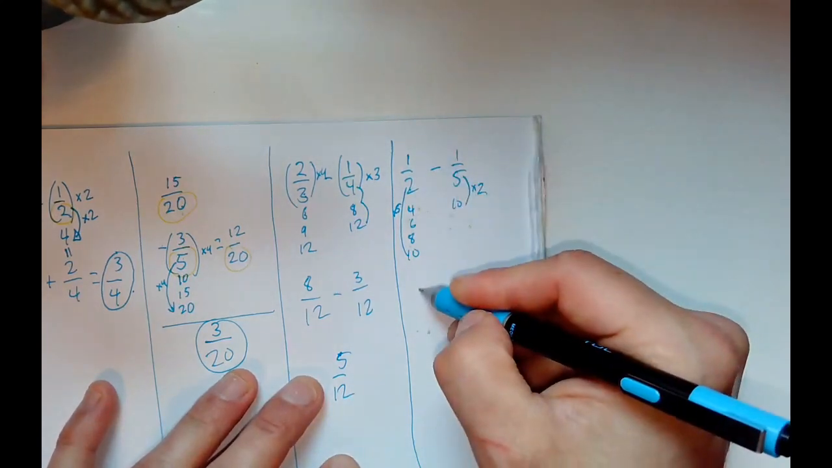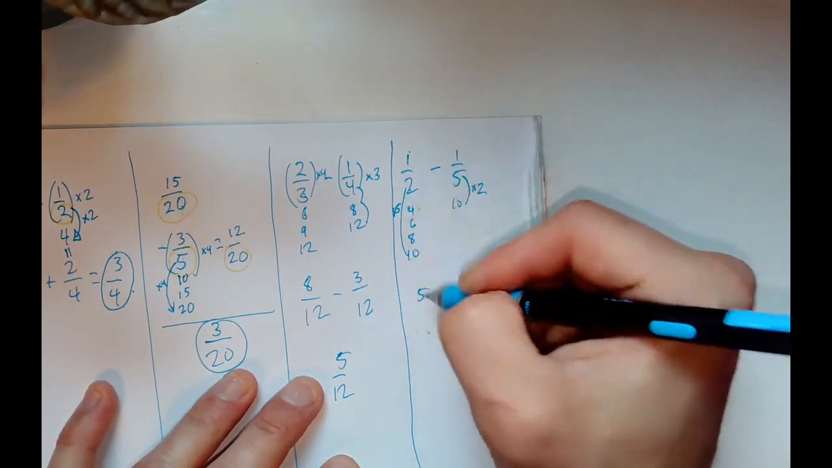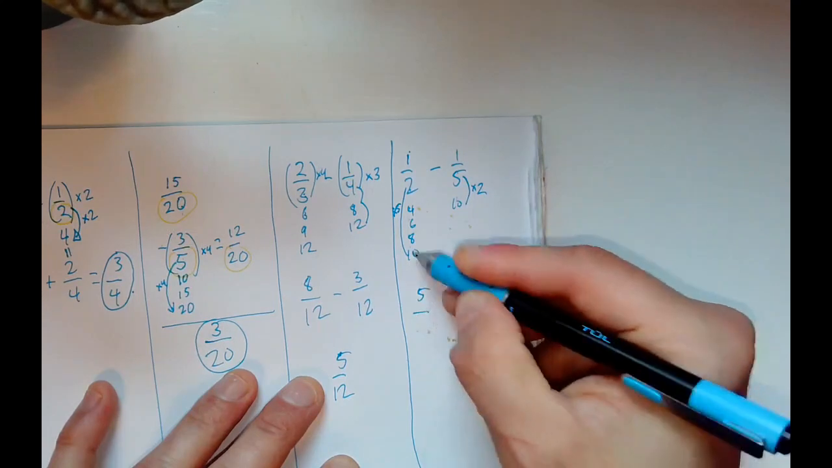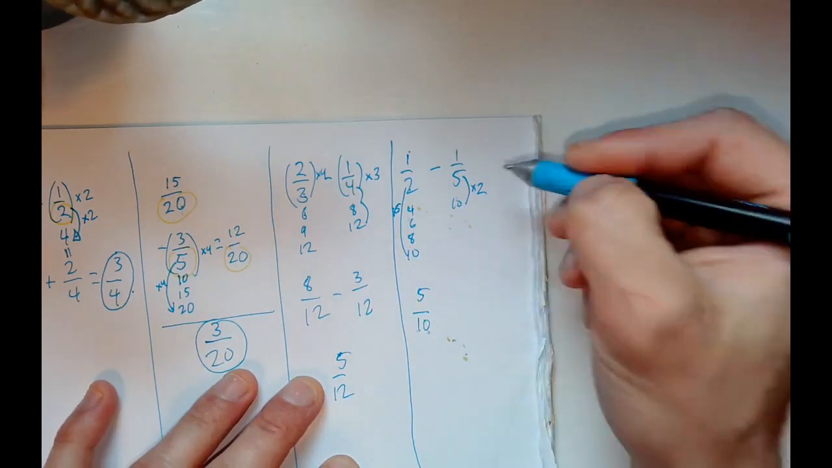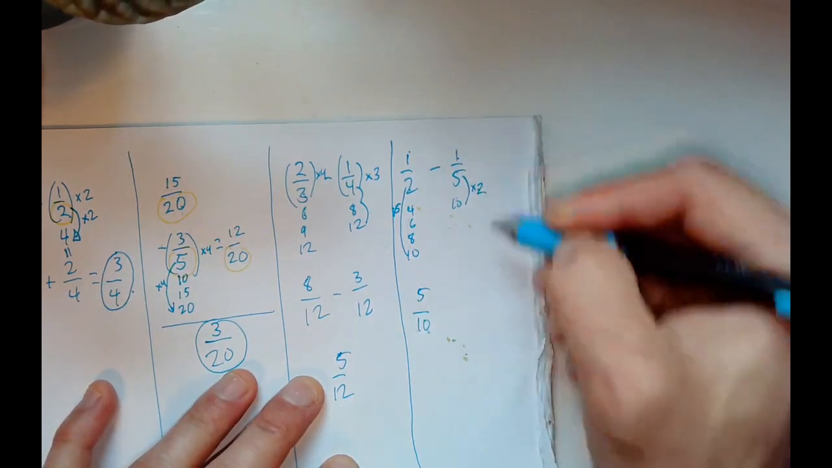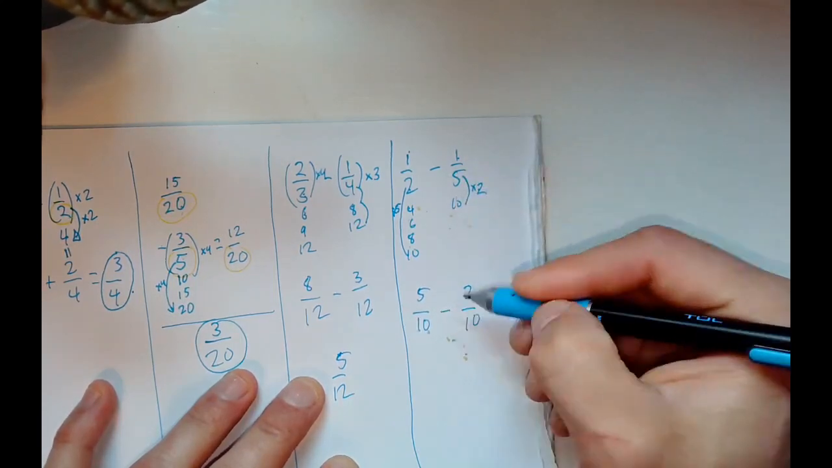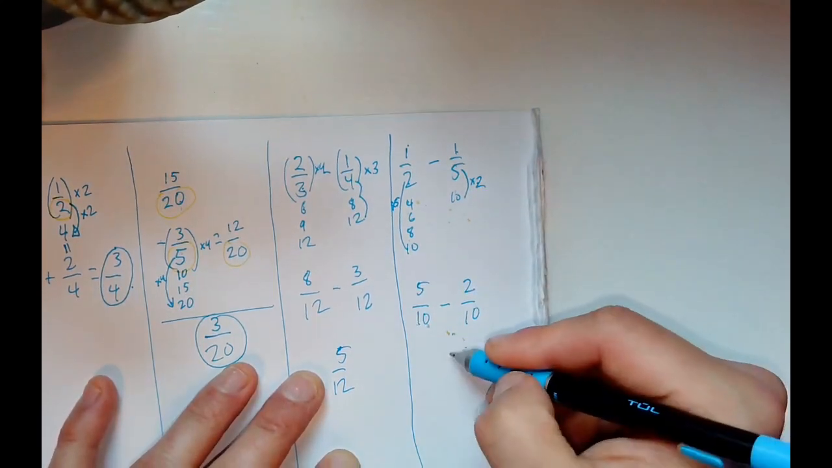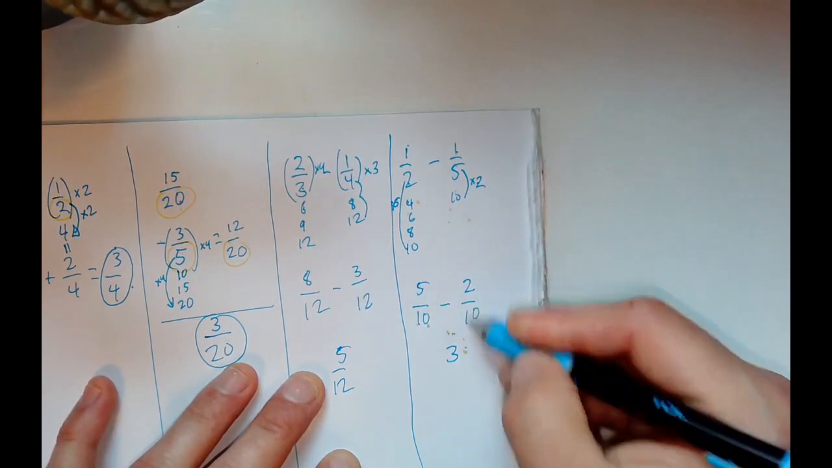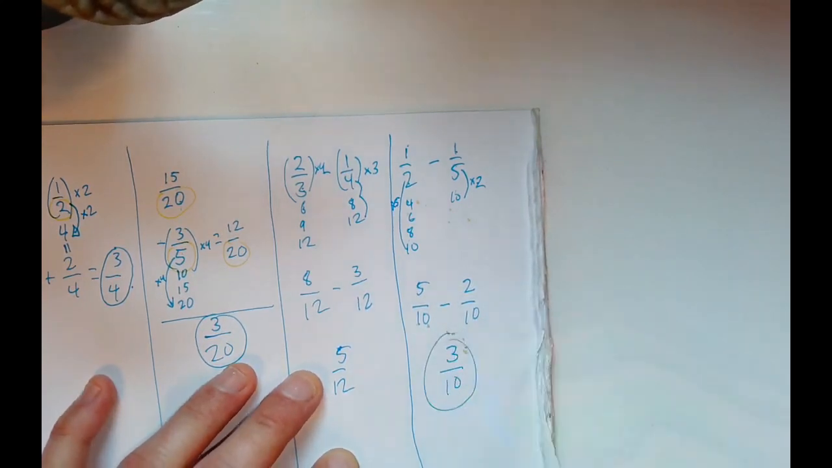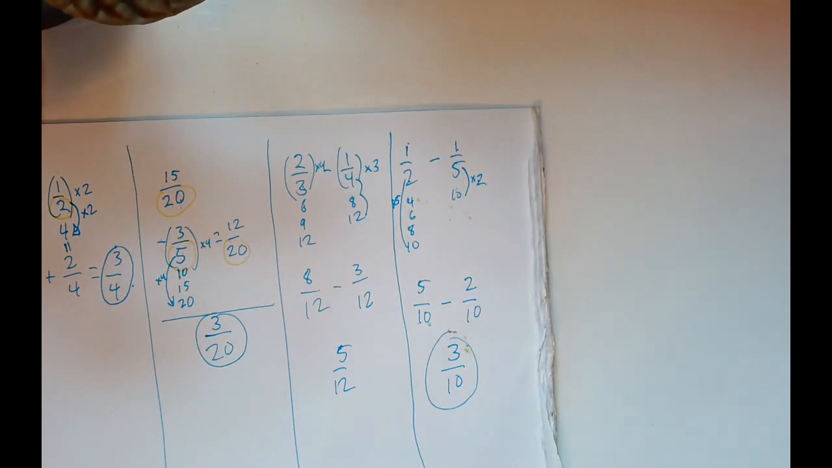1 times 5 is 5. 1 times 2 is 2. My unit is tenths. My operation is subtracting. 5 minus 2 is 3/10. That is how you add and subtract when your denominators are not the same.